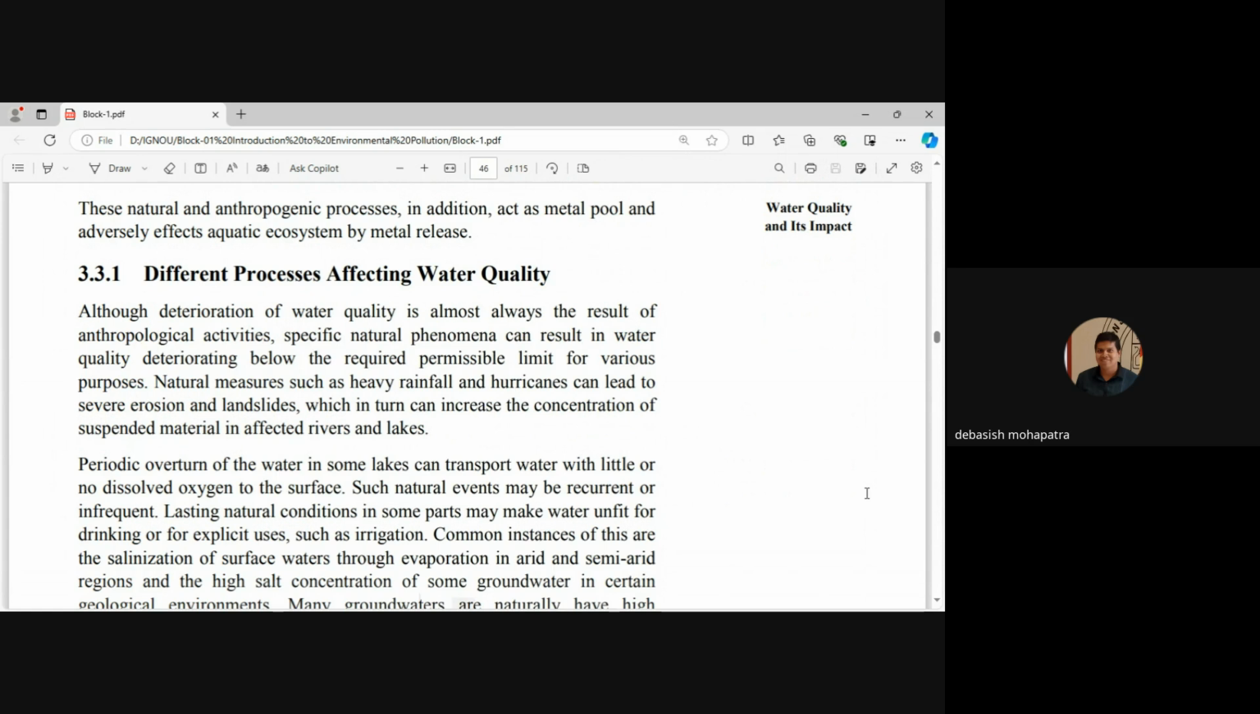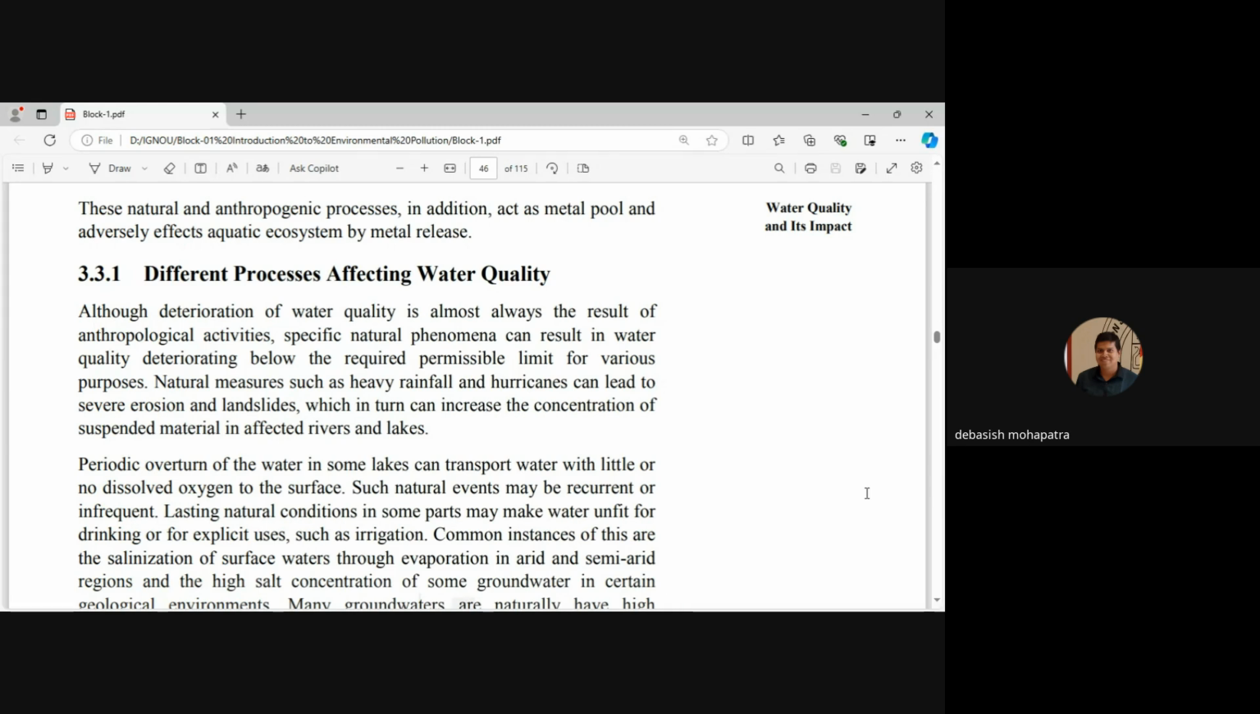So now we'll see the different processes which are affecting water quality. Although degraded water quality is almost always the result of anthropogenic activity, specific natural phenomena can result in water quality deterioration below the required permissible limit for various purposes. Natural events such as heavy rainfall and hurricanes can have this effect.